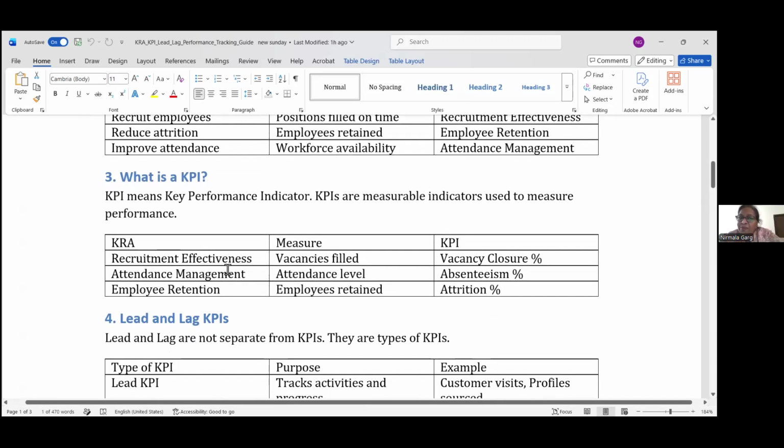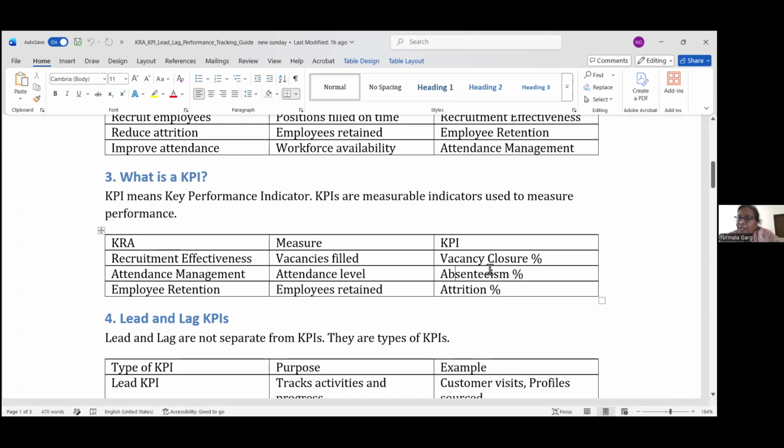For example, recruitment effectiveness. So how will I measure? The effectiveness of recruitment, I will measure how many vacancies are filled, how many are not filled, right? So that is the measure, vacancies. So the indicator, the key performance indicator will be vacancy closure.